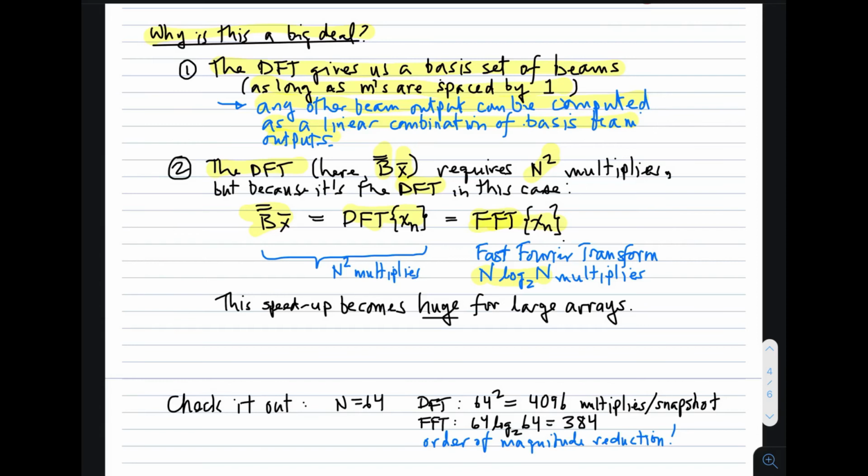In fact, it's a smaller number by a huge amount if n is large, which it is obviously for a large array. And just to give you an example, consider an n equals 64 array, which has only 64 elements. For the 64 element array, we would find that the DFT has 64 squared multiplies, which is 4096 multiplies per snapshot. For the FFT, it's 64 times log base 2 of 64, which is only 384 multiplies per snapshot. So that's less than 1/10 of the number of multiplies. That's an order of magnitude reduction in the number of multiplies per snapshot. So a huge computational advantage in doing this.